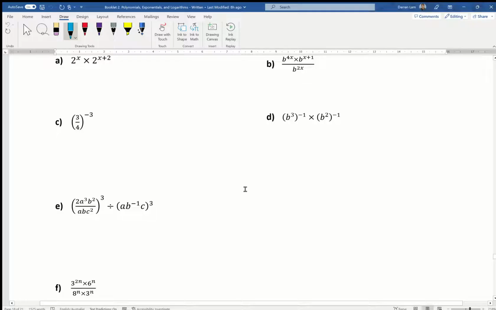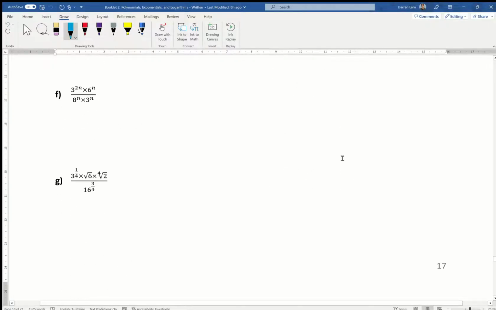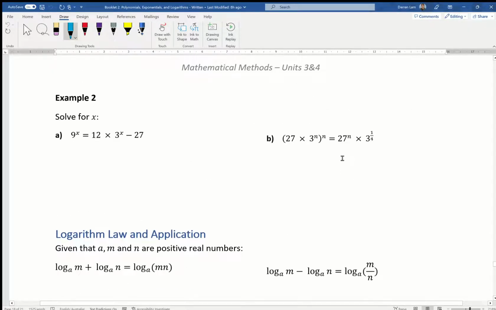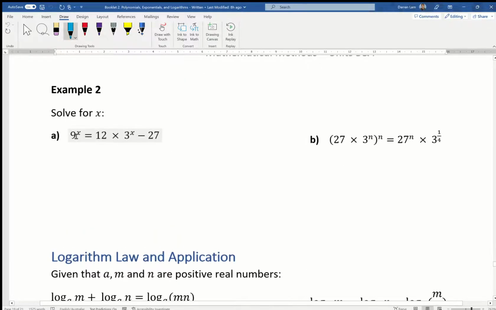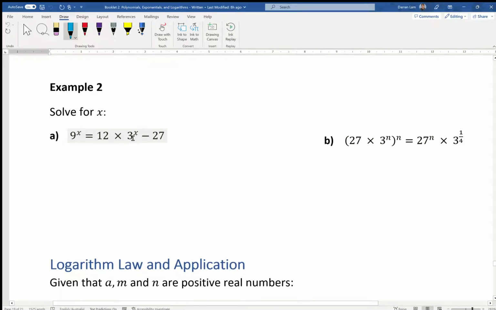I'm going to start with example 2. Example 1, I'll let you do afterwards as well. So again, that's just your basic laws. But example 2, we're going to go through together.